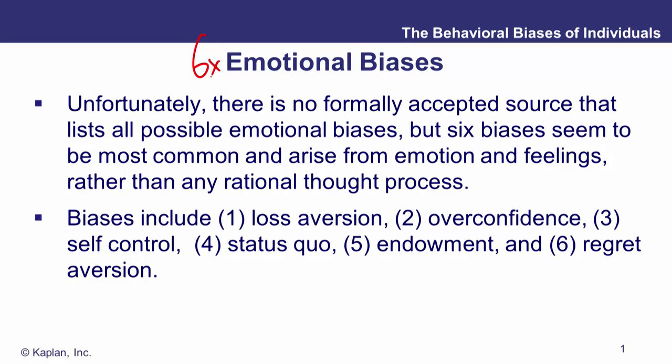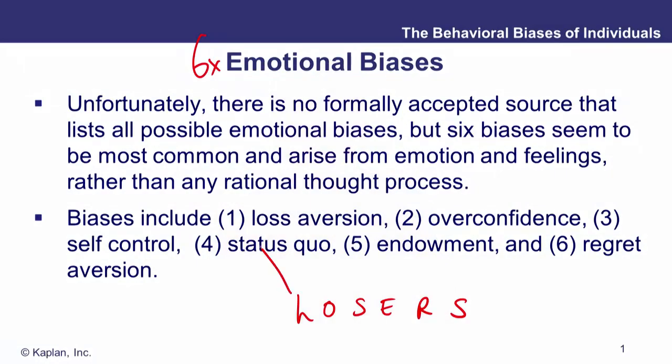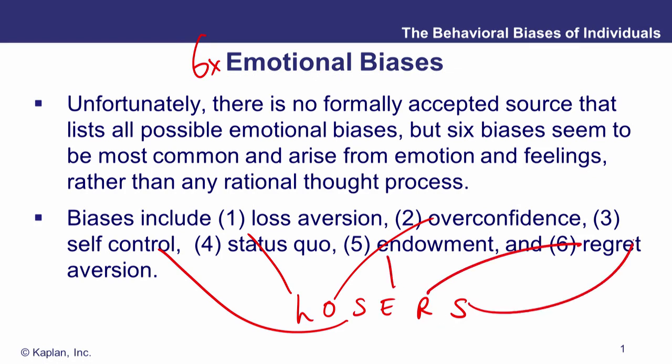And do you remember I gave you that mnemonic to help you memorize the emotional biases, all right? Losers. People that get too emotional, they don't tend to win, they tend to be losers. L for loss aversion, O for overconfidence, S for self-control, E for endowment, R for regret, and S for status quo. So that might help you remember those.